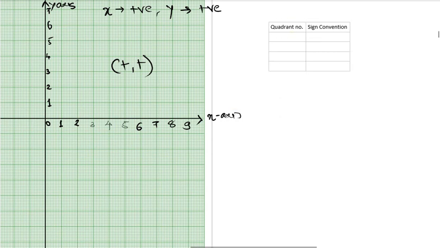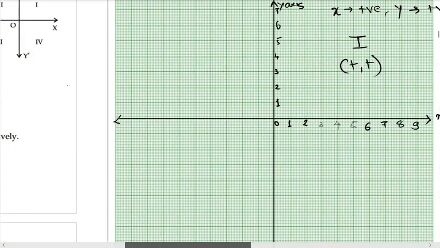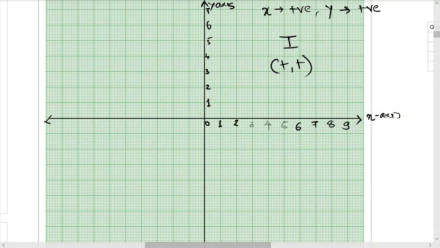Okay. So I'm talking about the first quadrant over here. So this is nothing but the first quadrant. And the first quadrant sign convention is plus comma plus, meaning both the x coordinate and y coordinate have positive sign in the first quadrant. Why? Because we are seeing all the x coordinates on the right side of origin. On the right side of origin, all the x coordinates are positive. Also, we are seeing all the y coordinates above origin. Above origin, all the y coordinates are positive. So the first quadrant has the sign convention of plus plus.